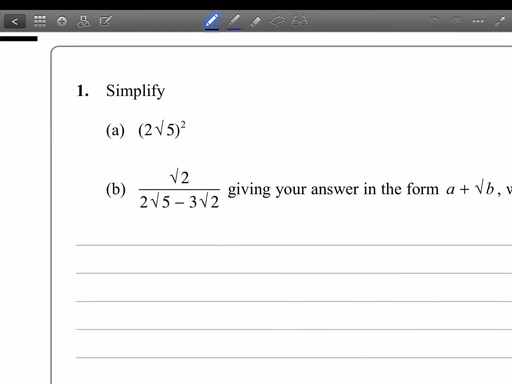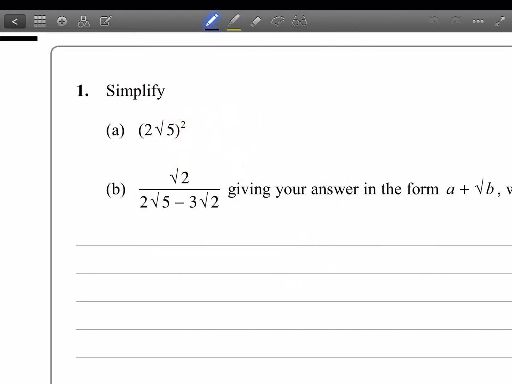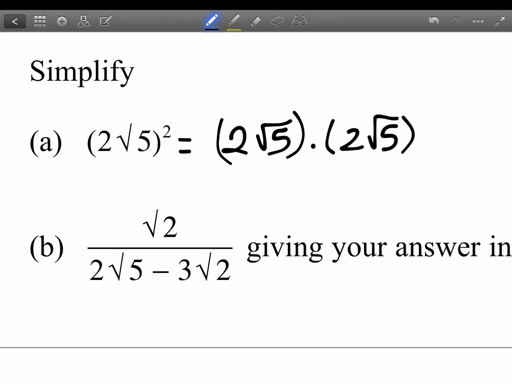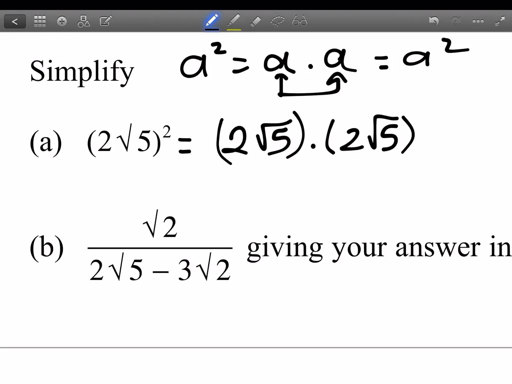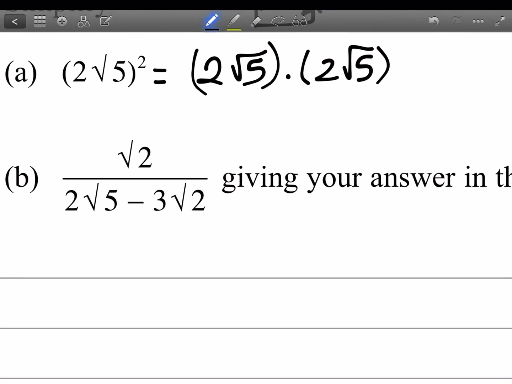It says simplify (2 times root 5) squared. What should we do at first? That is an easy question. We have to rewrite the number, because squaring any number means to multiply it by itself. That's easy, but we have some procedure for solving this question.